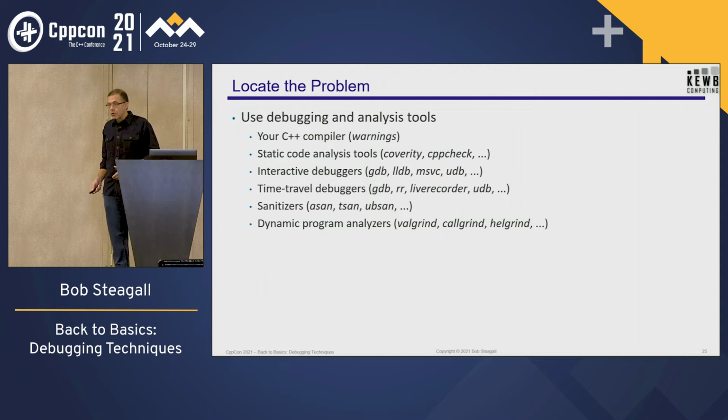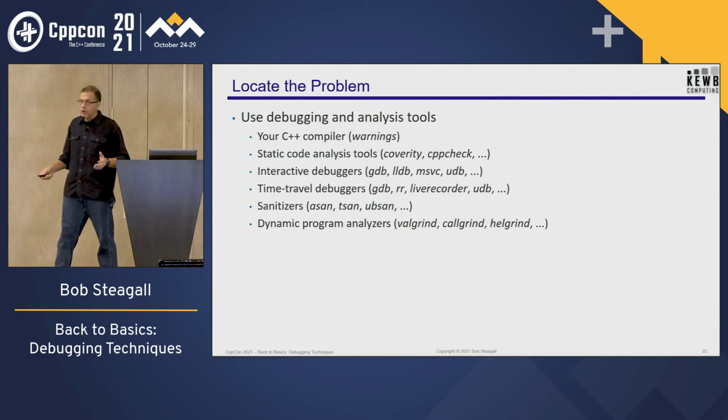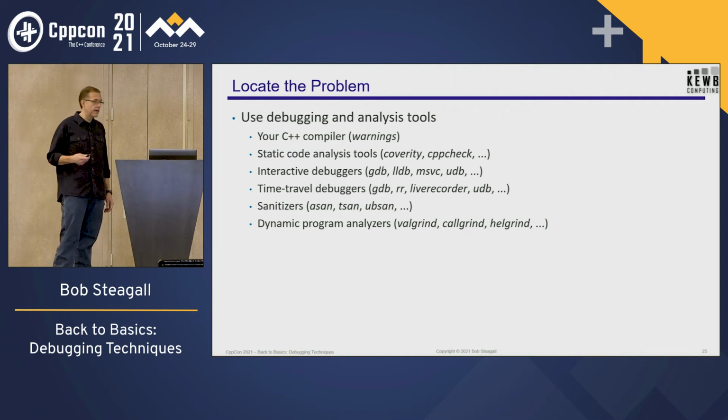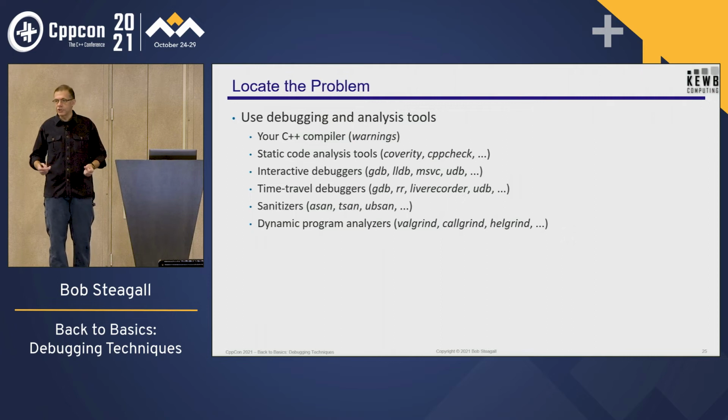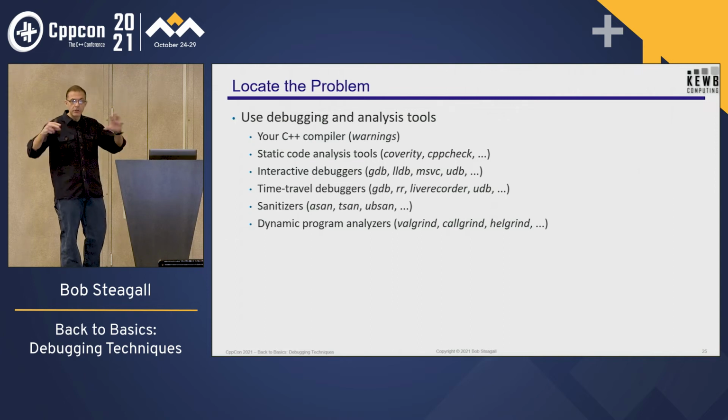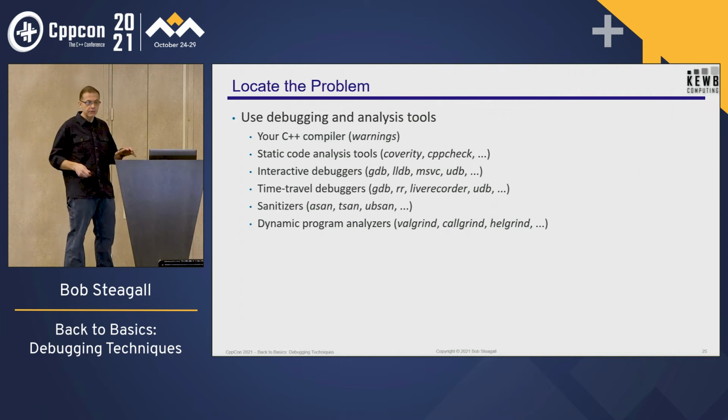There are dynamic program analyzers, Valgrind. Probably many of you have worked with or used Valgrind or CallGrind or HellGrind. These create, in a sense, a kind of virtual machine that your program runs in. It will run much more slowly, but they attempt to monitor what your program is doing and can detect problems for you.